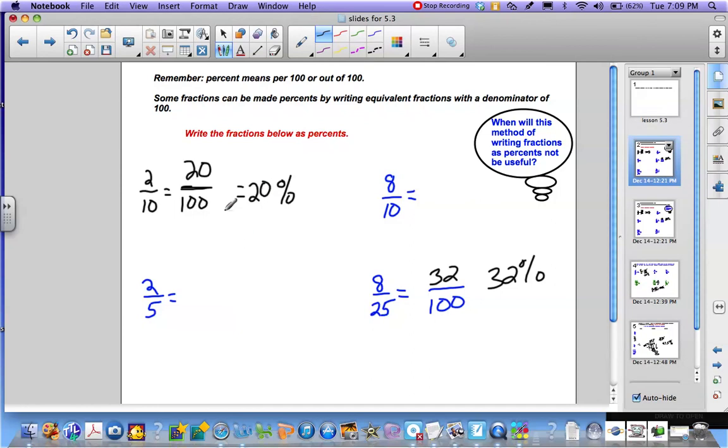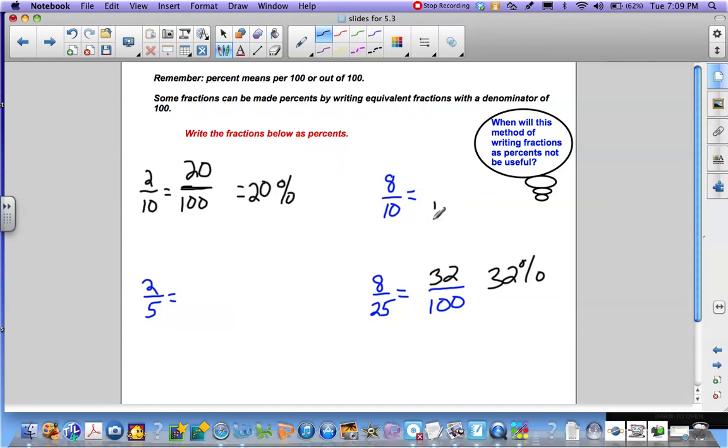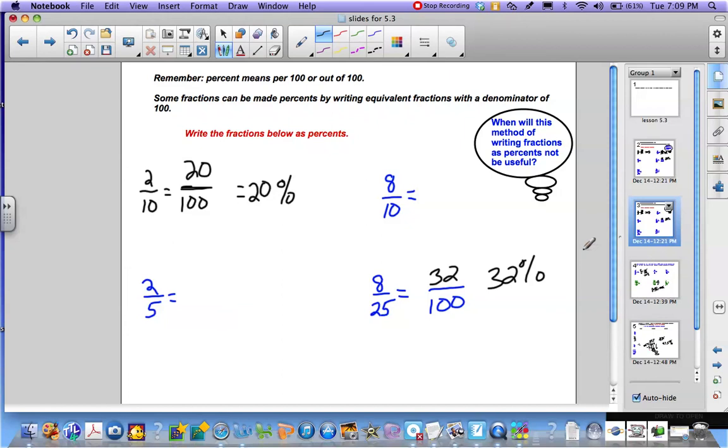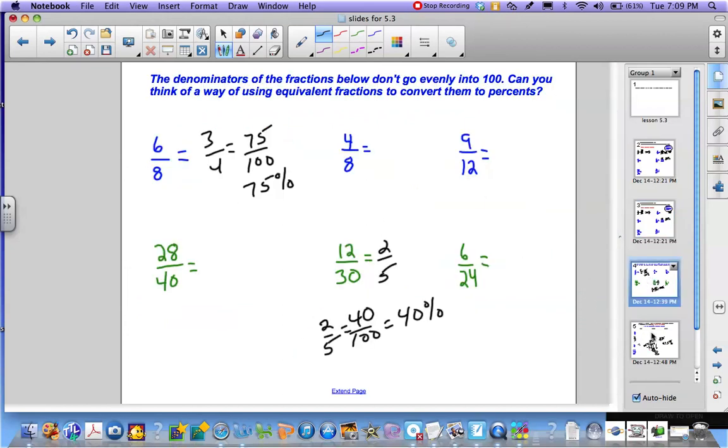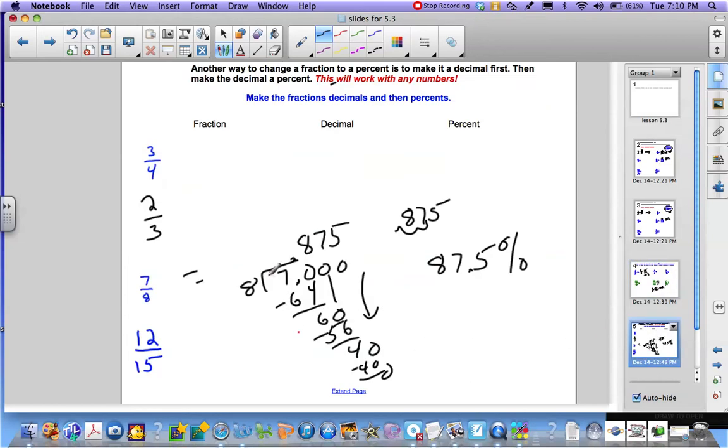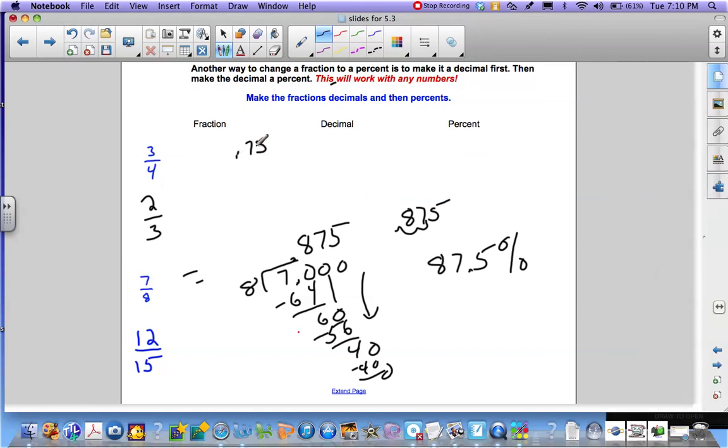Remember, if you can write an equivalent fraction with 100 as a denominator, that's a real simple way of doing it. Okay, and then write it as a percent, 80%. Sometimes you might have to reduce the fraction first in order to be able to do that. Okay, and if that doesn't work, you can make any fraction a decimal by dividing the numerator by the denominator, and you can make any decimal a percent. Okay, 3/4, 3 divided by 4 is 75 hundredths, and you can make any decimal a percent by multiplying by 100. Percent means per 100, and whenever you're multiplying by 100, that's the same as moving the decimal twice to the right.